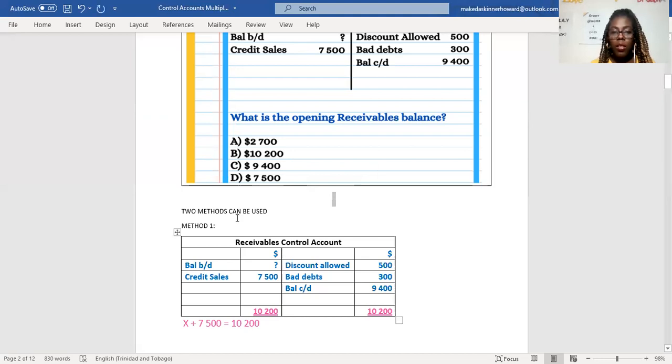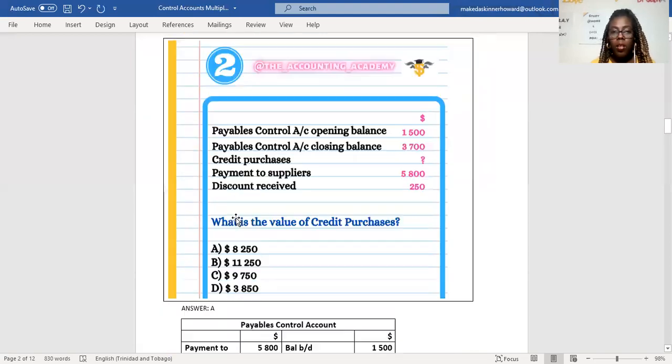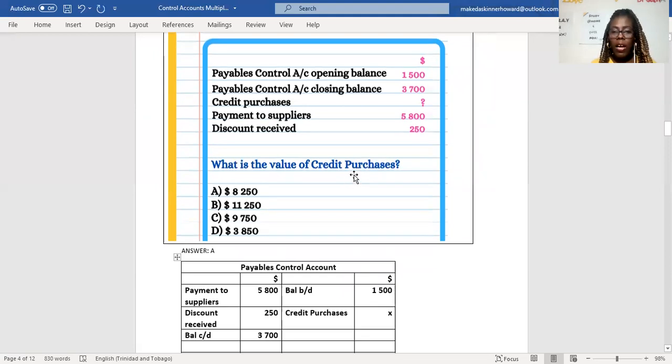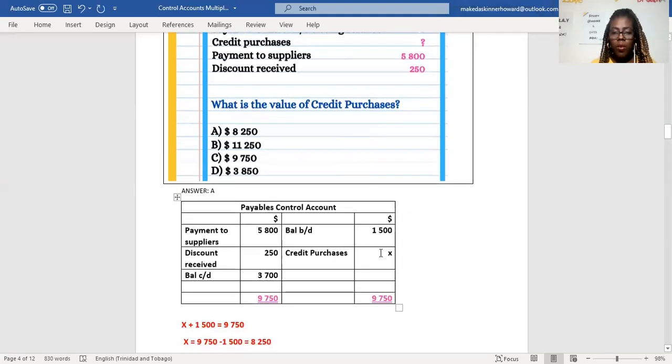All right, so let's move on to number 2, which is similar to number 1. But now we are dealing with our payables control account, and this is dealing with our suppliers. The other one, number one, was dealing with our customers. And they asked us to find what is the value of the credit purchase. So similar question where something is left out.